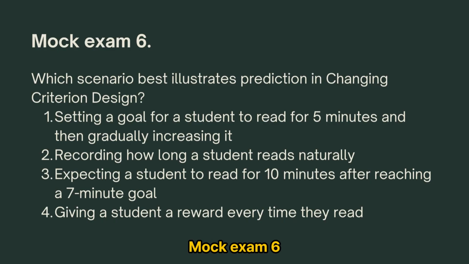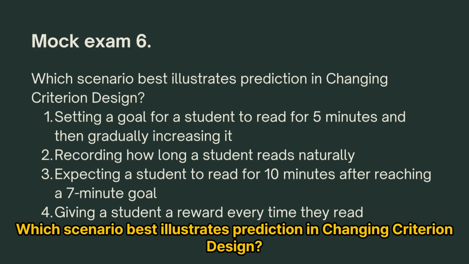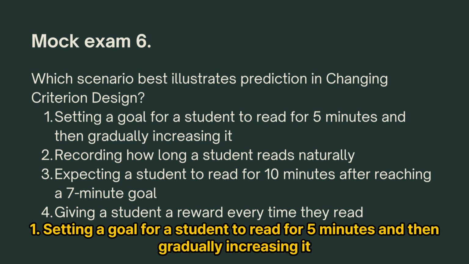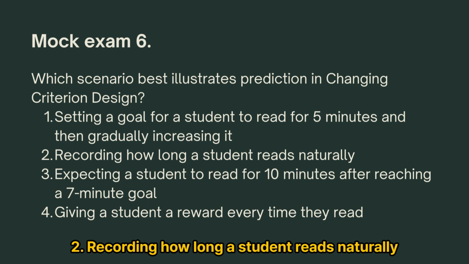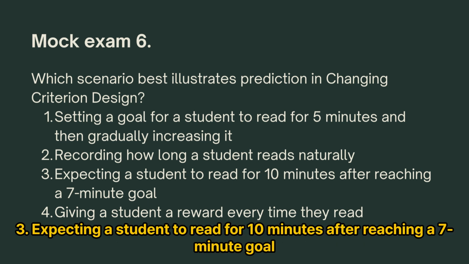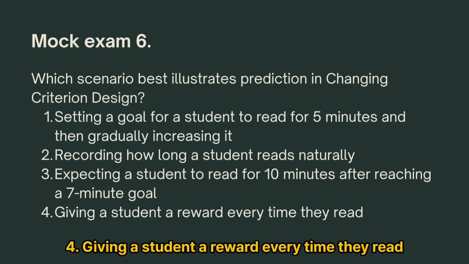Mock Exam 6. Which scenario best illustrates prediction in changing criterion design? 1. Setting a goal for a student to read for 5 minutes, and then gradually increasing it. 2. Recording how long a student reads naturally. 3. Expecting a student to read for 10 minutes after reaching a 7-minute goal. 4. Giving a student a reward every time they read.